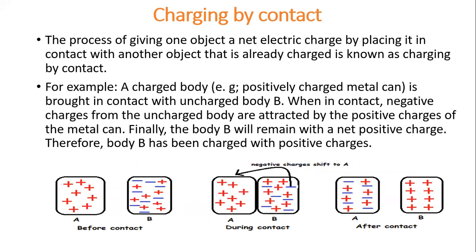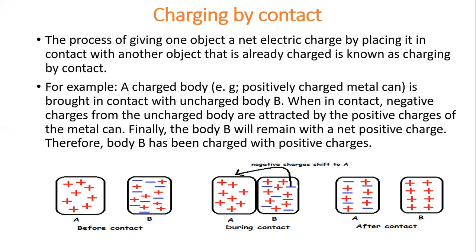Let's see the last method of charging, that is charging by contact. Now, the process of giving one object a net electric charge by placing it in contact with another object that is already charged is known as charging by contact. For example, a positively charged metal can is brought in contact with the uncharged body, that is B. Now, when in contact, the negative charges from the uncharged body are attracted by the positive charges of the metal can. Finally, body B will remain with the net positive charge, and therefore body B has been charged with positive charges.